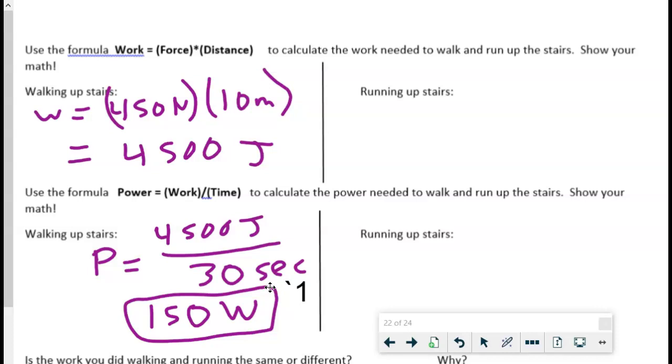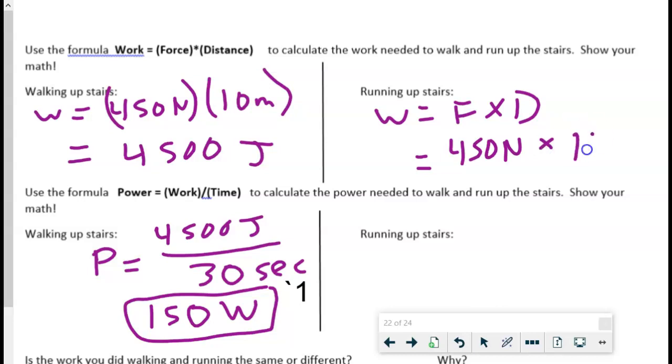Okay, now if I'm going to do the same thing over here for running the stairs, the work when I'm running is still force times distance. My weight did not change, so that's still going to be 450 newtons. And my distance also did not change. It's the same staircase. So I noticed that I'm going to end up with the exact same amount of work no matter if I walked or ran. It doesn't matter how fast you do the work. It's still the same amount of work.